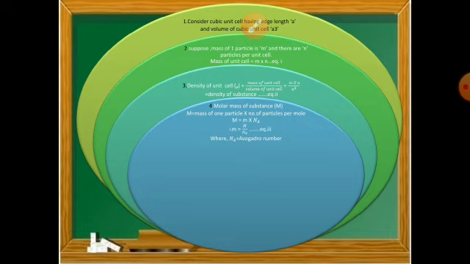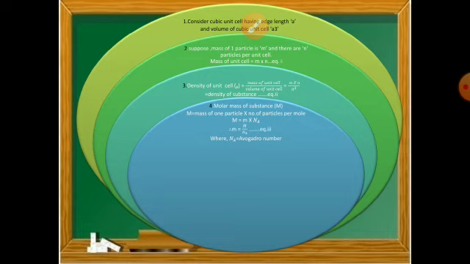Now I have to find out molar mass of substance. Molar mass of substance is denoted by capital M. So molar mass of substance is nothing but the mass of one particle into number of particles per mole. So I can write the equation: capital M is equal to small m into Na.